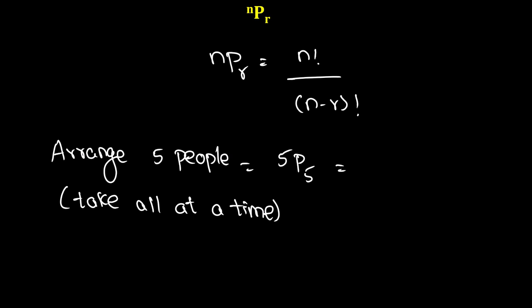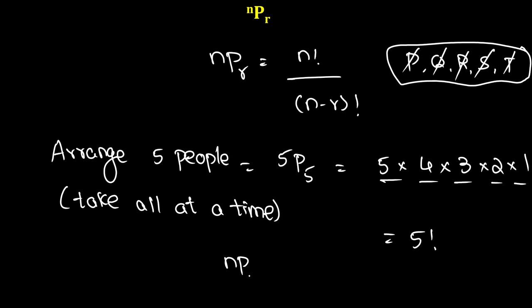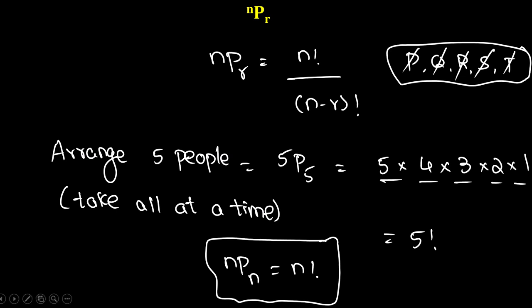Ignore the formula. Okay, a basic thing. See, we have A, B, C, D, E, 5 slots are available. 5 slots are ready. Okay, you have 5 people, let's say P, Q, R, S, T. Then what can be done for the first position? 5 persons are waiting. For the next position 4, for the next position 3, for the next position 2, for the next position 1, which is nothing but 5 factorial. So keep in mind, NPN is nothing but n factorial.